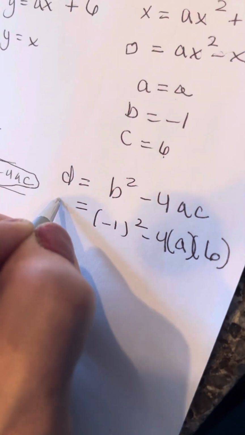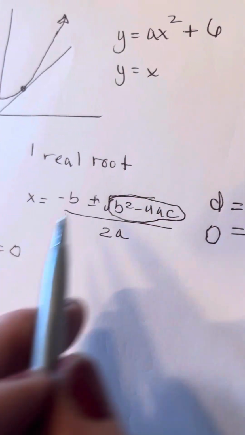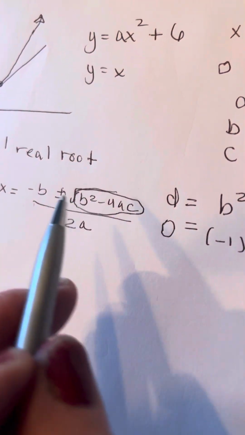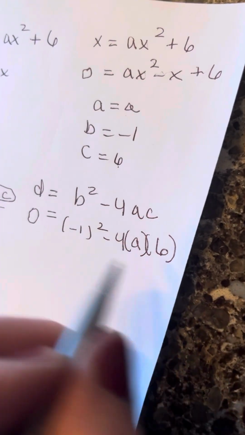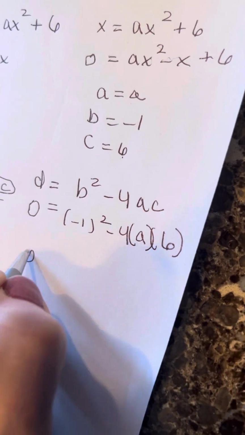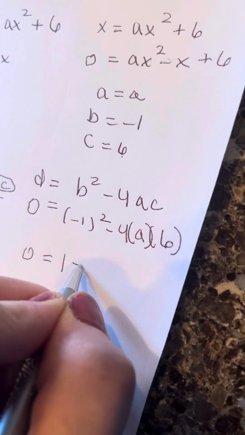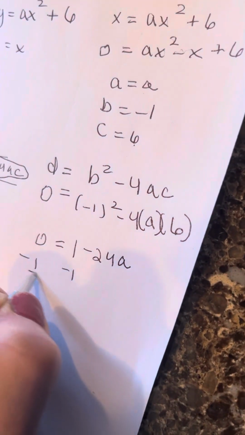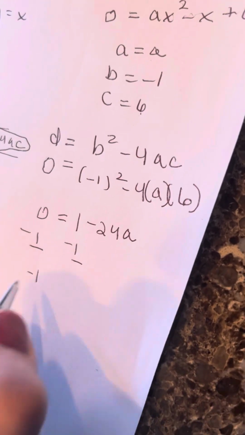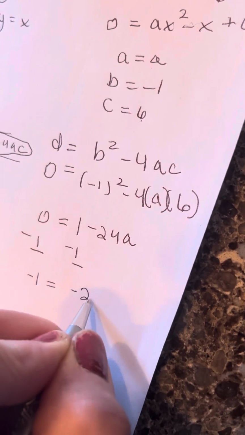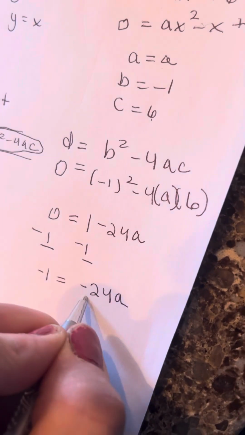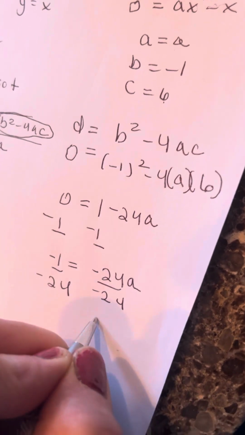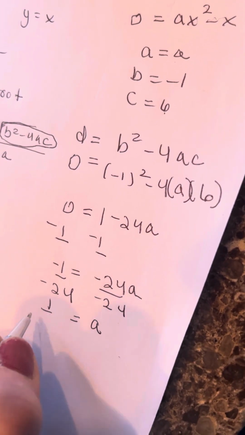For the discriminant, I get 0 because I want my root to come out as just one answer, so it'll be negative b over 2a. So I have to eliminate this whole thing. That's why my discriminant's 0. When I do this, I get 0 equals 1 minus 24a. Then if you just subtract 1, this is all just algebra, you get negative 1 is equal to negative 24a. Then when you divide by negative 24, you'll get a is equal to 1 over 24.